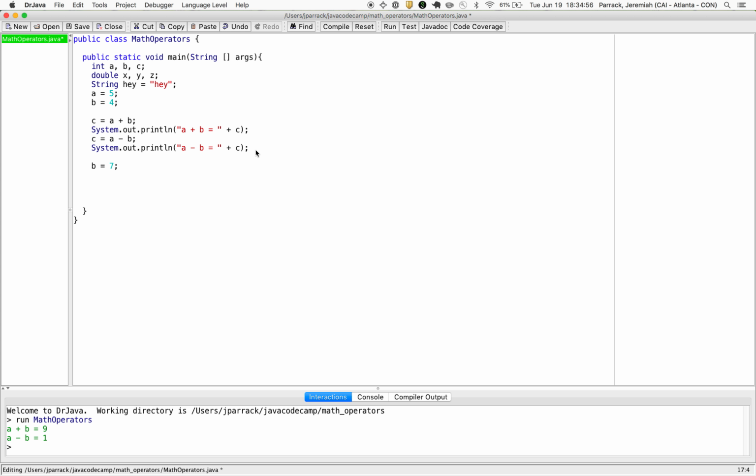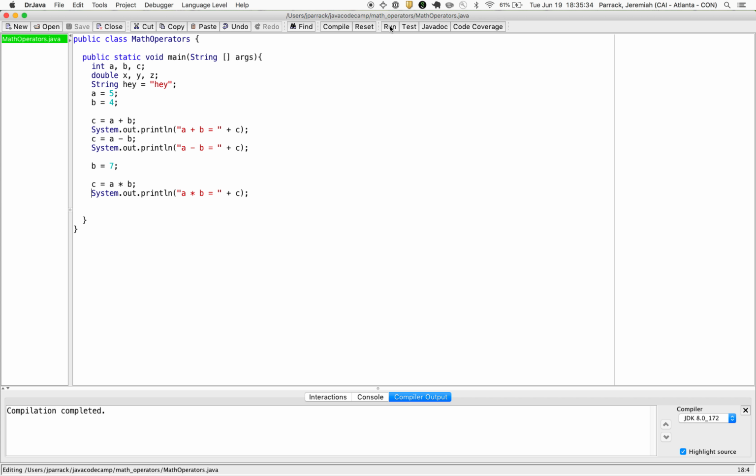So now we're going to do C equals A. And to do multiplication in programming, most of the time you're going to use an asterisk, which is shift 8. So you do A times B. Think about it for a second. Think about what the value should be. And we are going to print this out again. So A times B equals what? Let's compile it, run it.